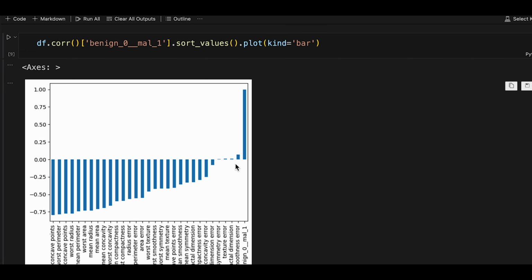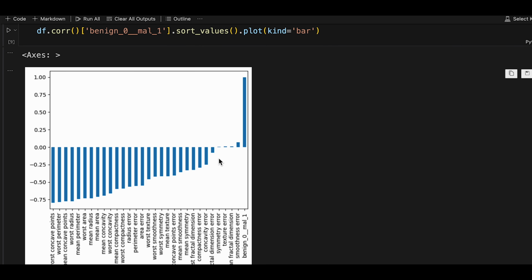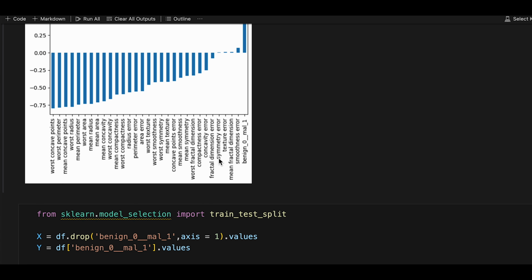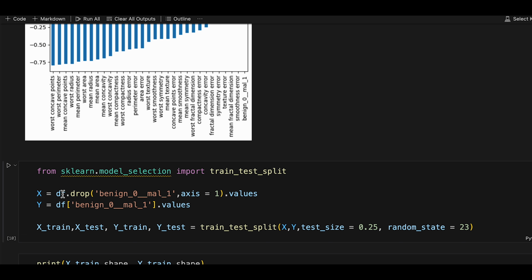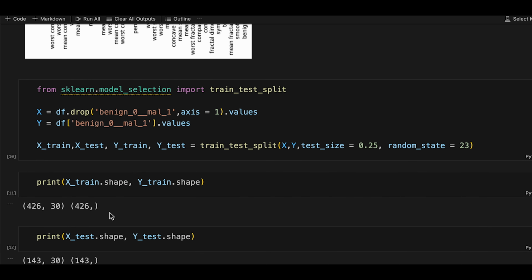If you want to remove any features, it is better to remove the points near to 0 instead of these, because these are highly correlated with the output, whereas those are not at all correlated to the output. You can remove them if you want, but for now we are not interested in removing any features. So we keep all our input features, and in y we keep our output, that is this particular column. And finally we do the train test split.